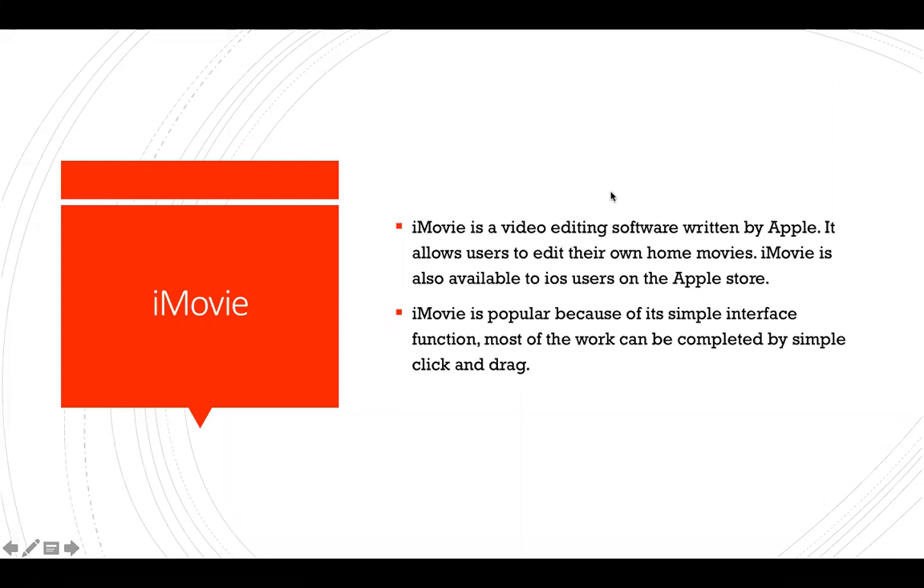iMovie is a video editing software that's made by Apple. It is very easy to use and allows users to edit their own movies. iMovie is also available on the Apple Store for iOS, for iPhone and iPad. iMovie is very popular because it is very simple and we can edit our movie very easily. Most work can be completed by simple click and drag. That's why I usually choose iMovie to edit my video.